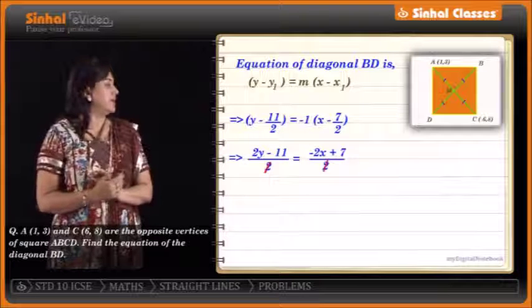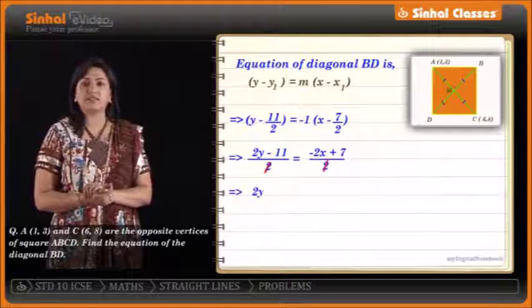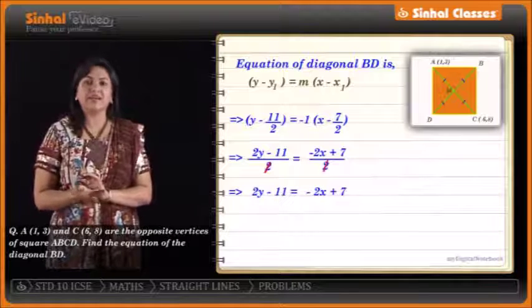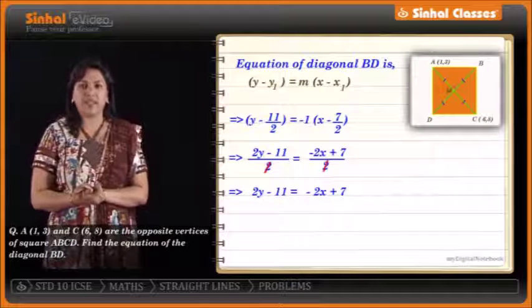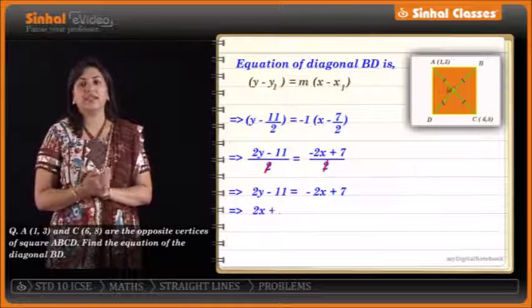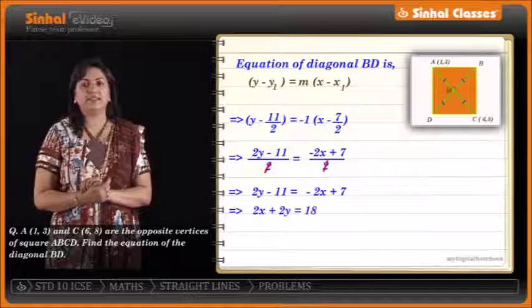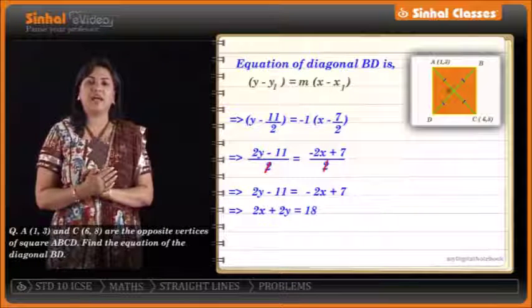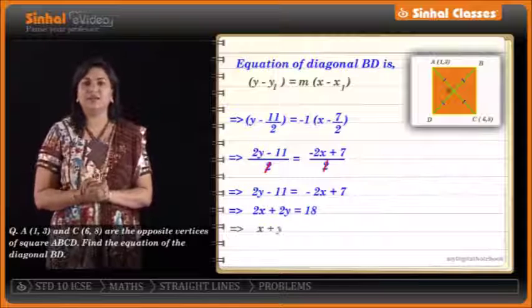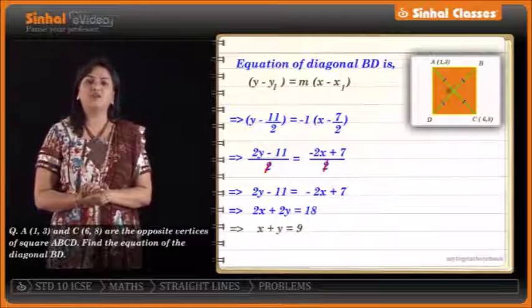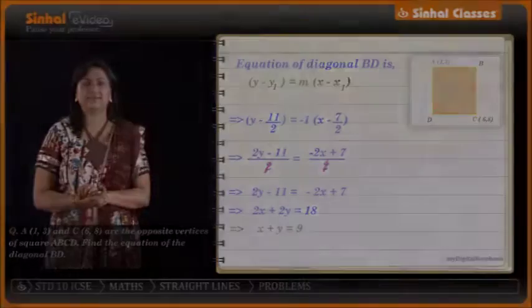Cancel 2, we are left with 2y minus 11 is equal to minus 2x plus 7. Take the x and y terms on one side, we get 2x plus 2y is equal to 18. Divide this equation throughout by 2 and we have x plus y is equal to 9. This is the required equation of the diagonal BD.